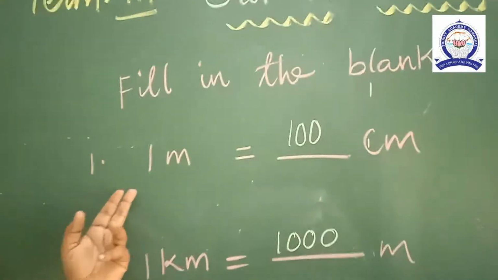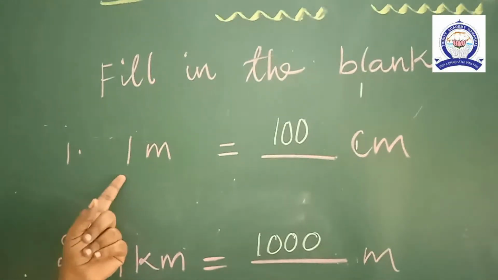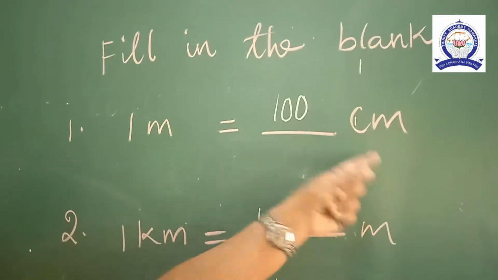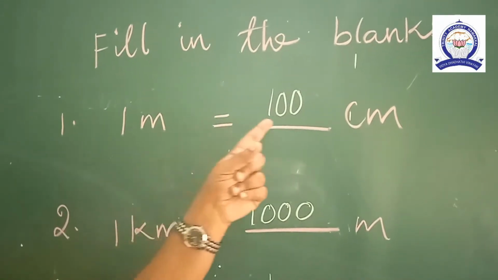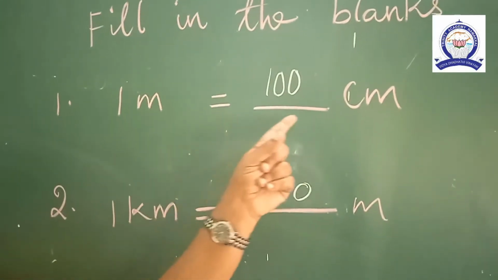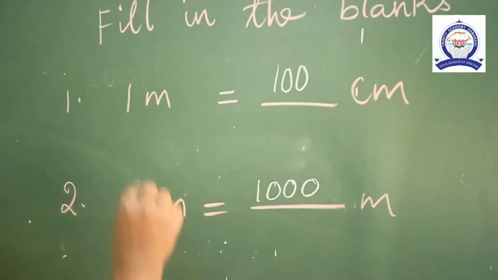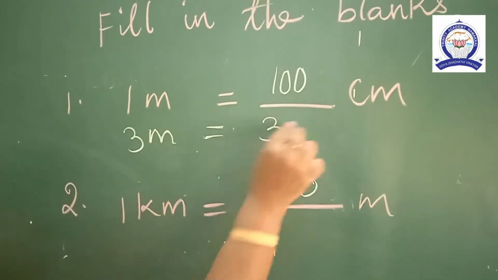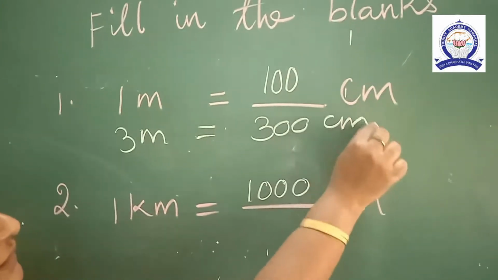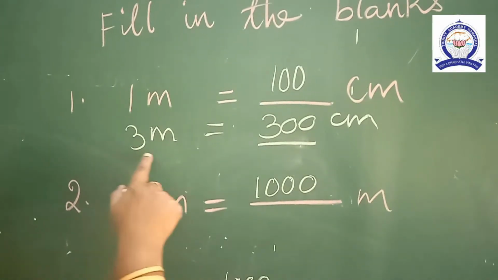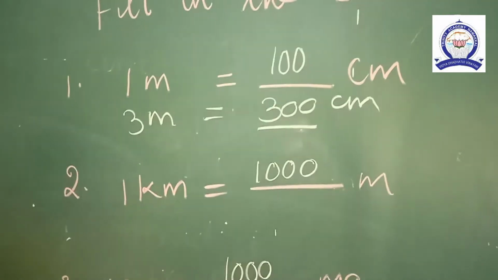Fill in the blanks. First question, 1 meter is equal to dash centimeter. 1 meter is equal to 100 centimeter. Suppose they will give 3 meter. So 3 meter is equal to 300 centimeter. 2 meter is equal to 200 centimeter. Similarly, 5 meter is equal to 500 centimeter.